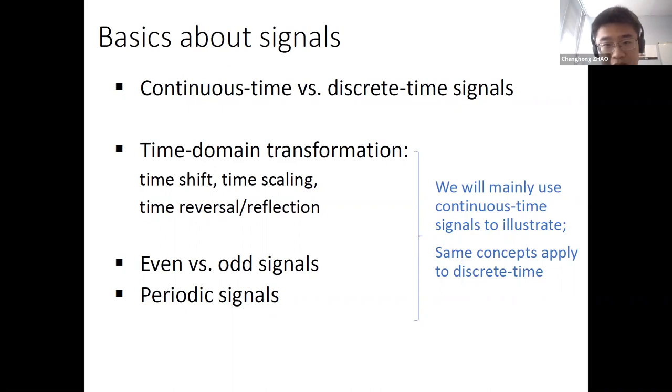The definitions of these signal properties and the transformations are very much similar between the continuous time and discrete time signals. And therefore, for convenience, we will mainly use the continuous time signals to illustrate those concepts. But the same concepts also apply to discrete time signals.